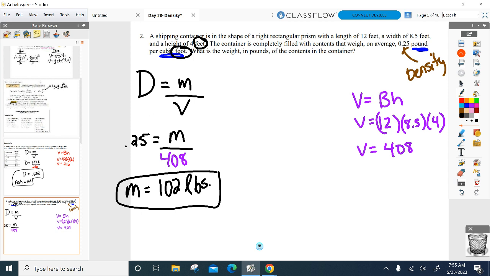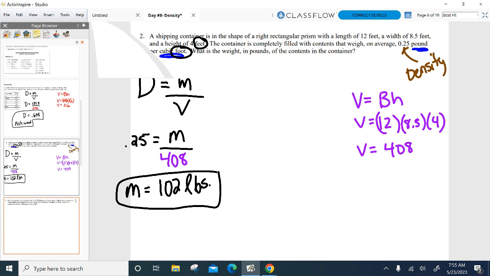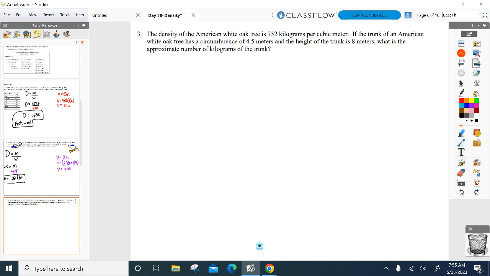You have to make sure your density units match your object. I don't think that's going to be an issue today, but I know it will be tomorrow. We're going to have to change the units before I start finding the volume. Anything? Okay, I'm coming down hard today because I know how tough this stuff is.